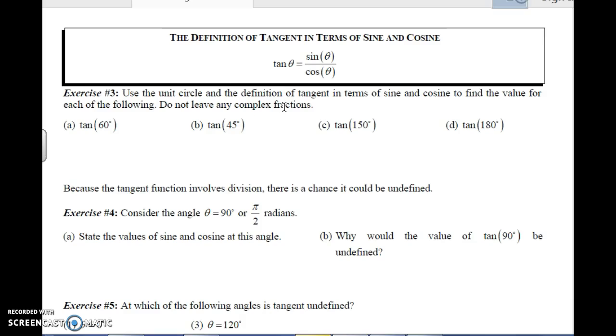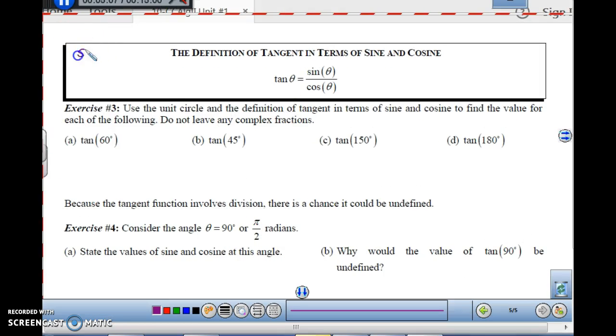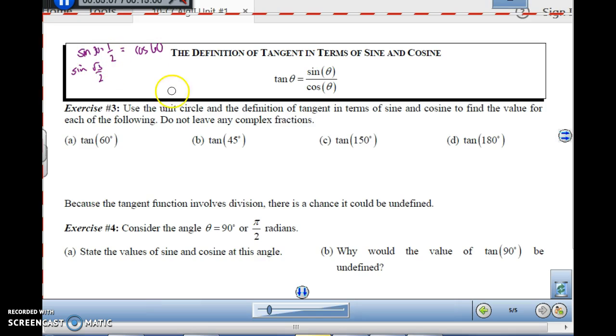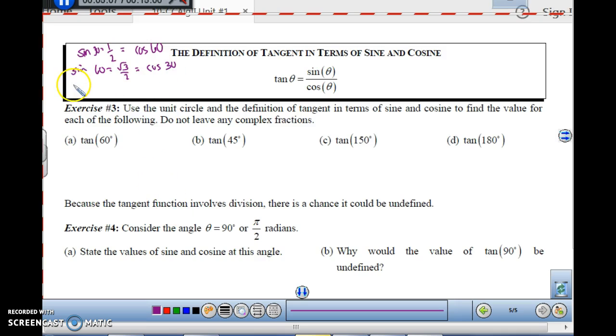All right, just to remind ourselves, sine of 30 is 1/2, which would equal the cosine of 60. Sine of 60 is the square root of 3 over 2, which is equal to the cosine of 30. And then sine of 45 is equal to the square root of 2 over 2, which is equal to cosine of 45. So they're the same. So those are our values from our unit circle.